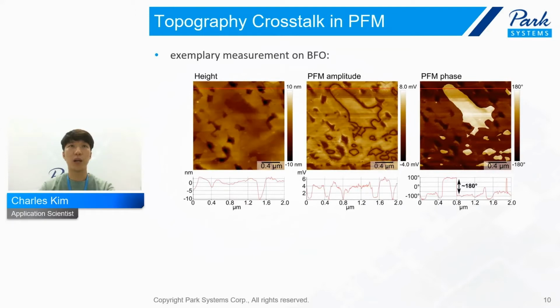So when I draw the line profile here, you can see the very big hole at the right hand side. But at the same point, there is a PFM amplitude signal drop, and also in the PFM phase, you can see the signal drop. So we say this is the topography crosstalk in the PFM signal.